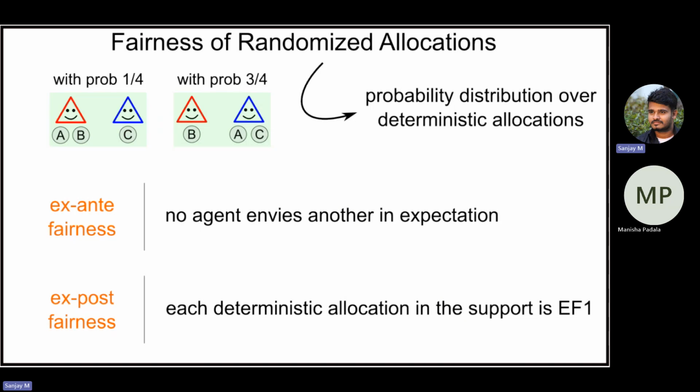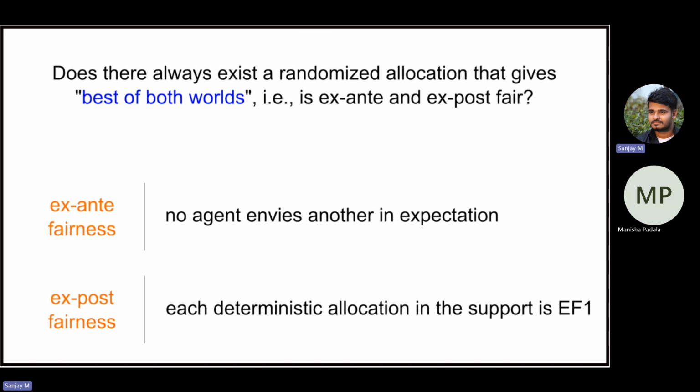Okay, so that's going to be our question of interest. We would like to find a randomized allocation of these indivisible items which has both of these properties. It's envy-free in expectation and approximately envy-free ex post. It's a distribution that is supported only over EF1 allocations, and there's no expected envy. Is the question clear? Questions about the question? So this is what we are going to call the best of both worlds problem, because you're asking for two kinds of fairness, in the ex-ante world and the ex post world. So you want fairness in both worlds.